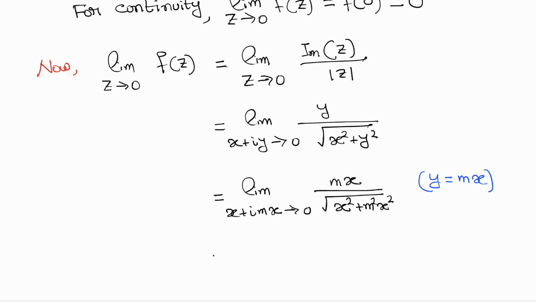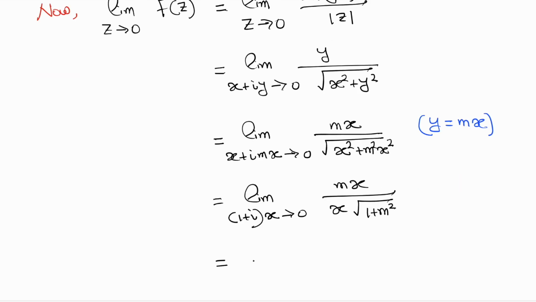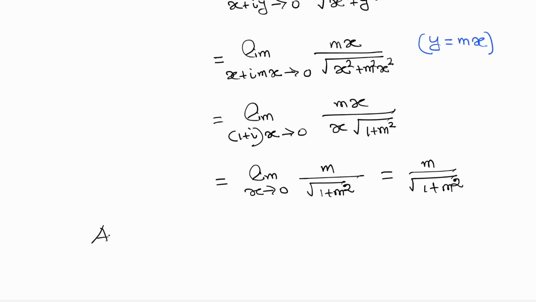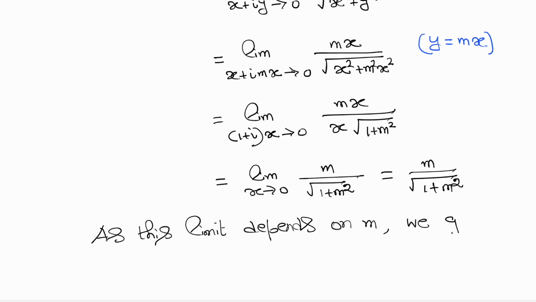Now this limit is the same as the limit as (1 + i)x tends to 0 of mx divided by x times the square root of 1 + m squared. This is again the same as the limit as x tends to 0 of m divided by the square root of 1 + m squared. Now this is independent of x, so this limit is equal to m divided by the square root of 1 + m squared. As this limit depends on the value of m, we get different limits for different values of m.